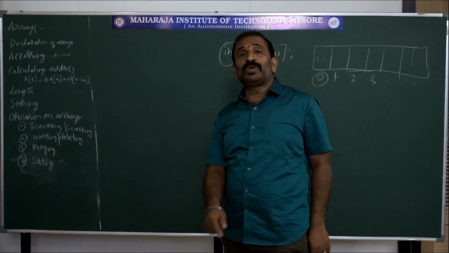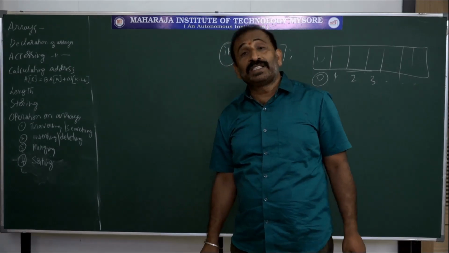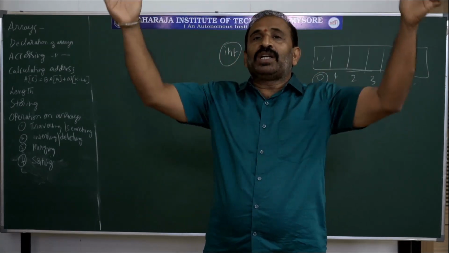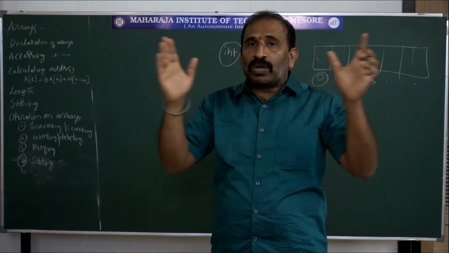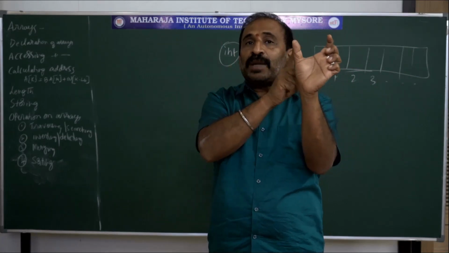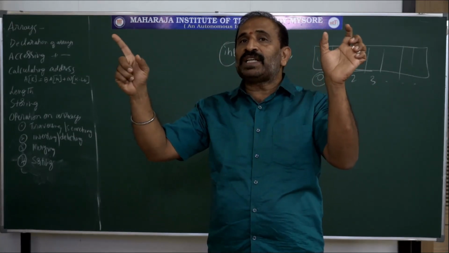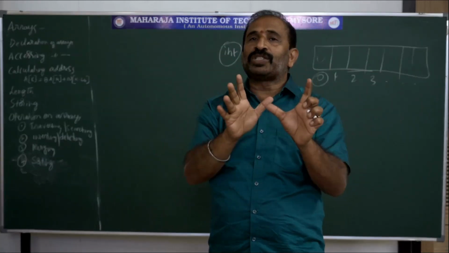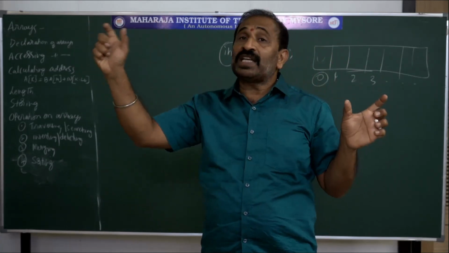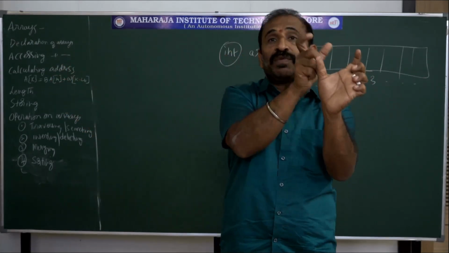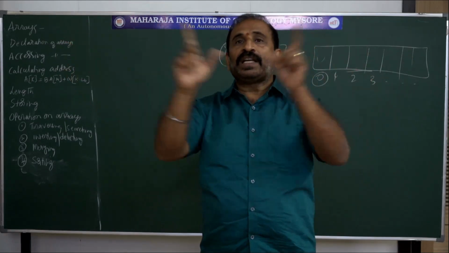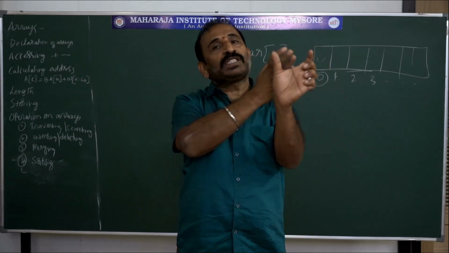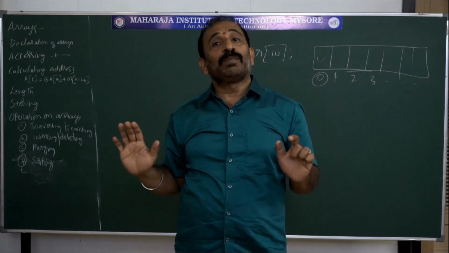Another operation you will be doing on arrays is called merging. What do you mean by merging? You have two arrays to be merged into a single array. To merge these two arrays, the type of this array and the type of this array must be the same. If this is an integer and this is a float, you cannot merge. If this is an integer type and this is another integer type, I can merge. If this is a float type and this is also a float type, I can merge. If this is a character type and this is a character type, I can merge. If this is character and that is float, I cannot merge.